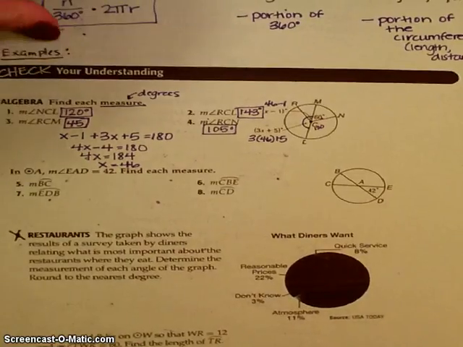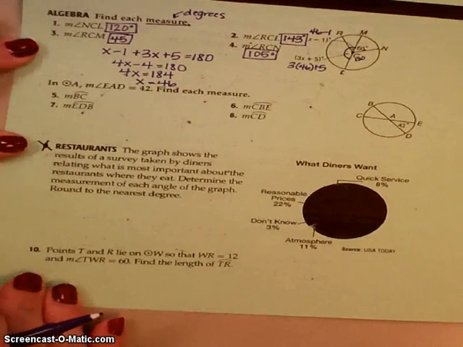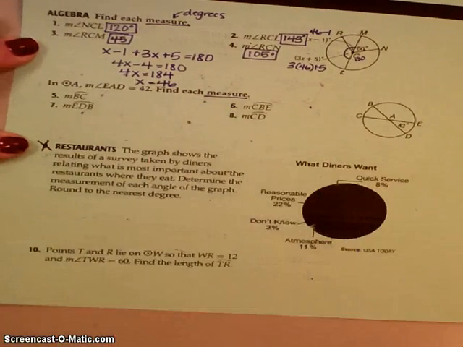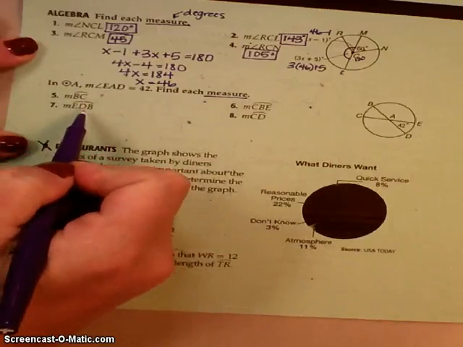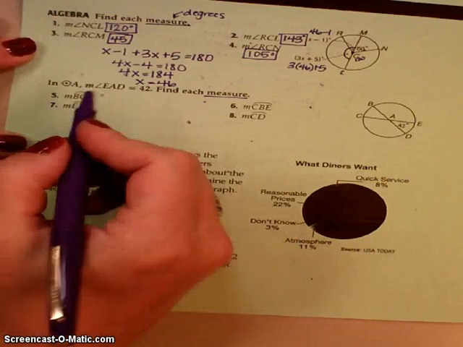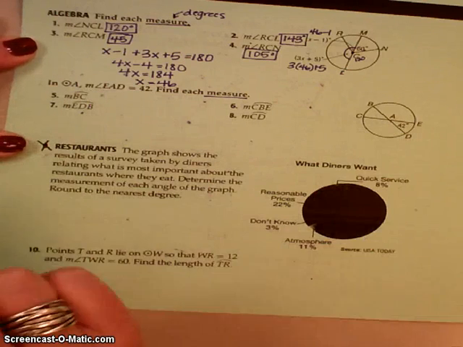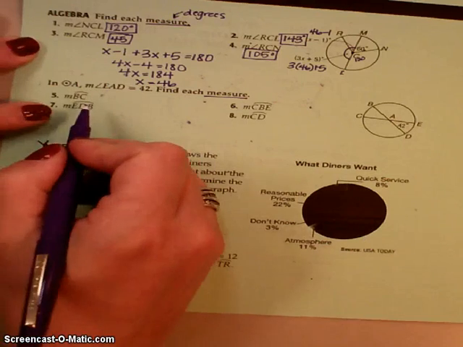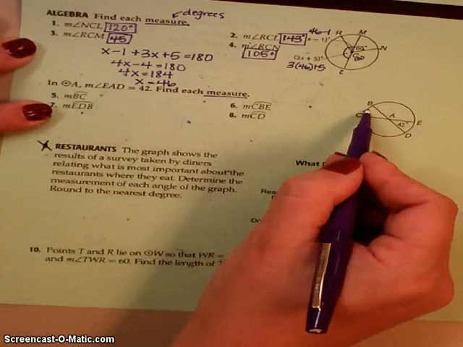Then, if you look at 5 through 8, now here, again, we want to find measure, so that means degrees, and look at these symbols. Here now we're saying arc measure, okay? So it means we actually want to find the arc. All right, so what are we told? We are told that EAD is 42, and that's indicated right there. So now we want to find the measure of arc BC. That's this arc right here.